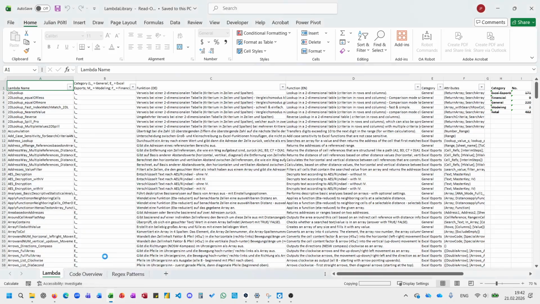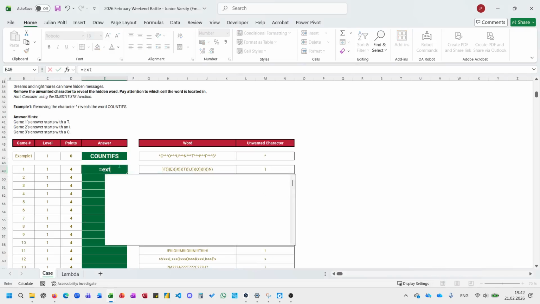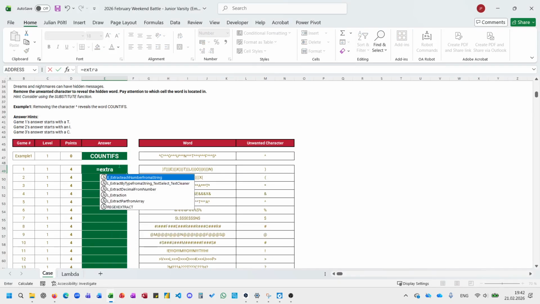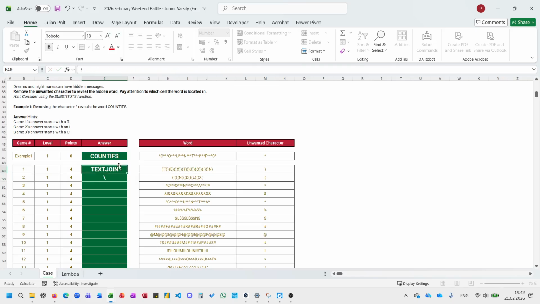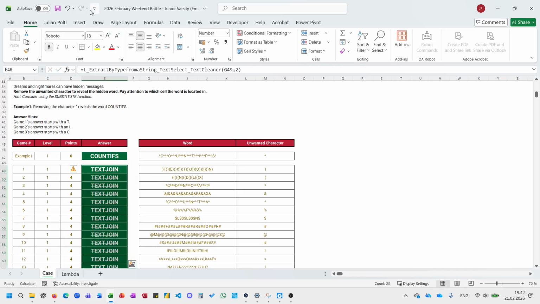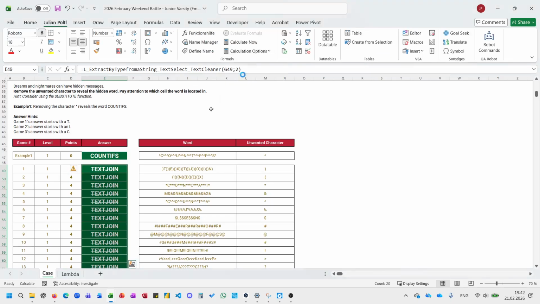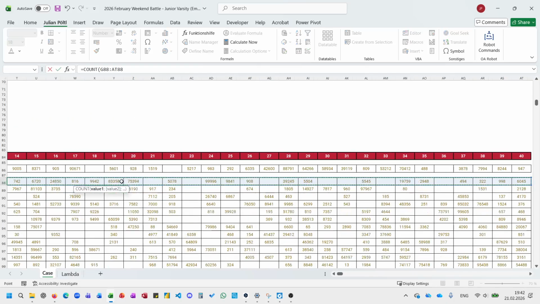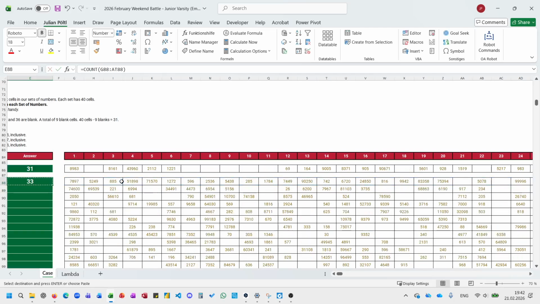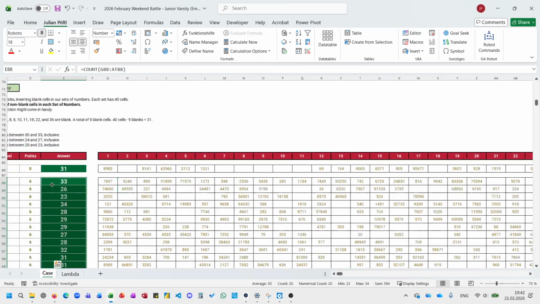Okay, because the first one we could have used substitute, but I have extract type from a string, and then I can select here only letters. Substitute would have been faster, but yeah, you never know. Automatic. Okay, count the number of non-blank cells, so count. So far so good.